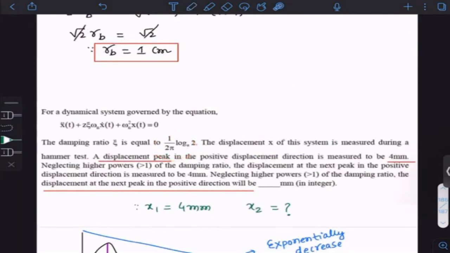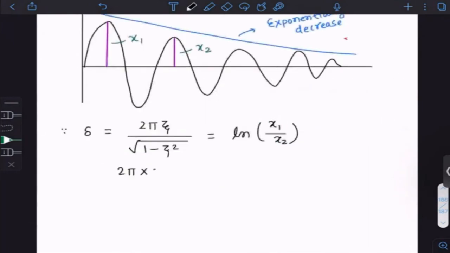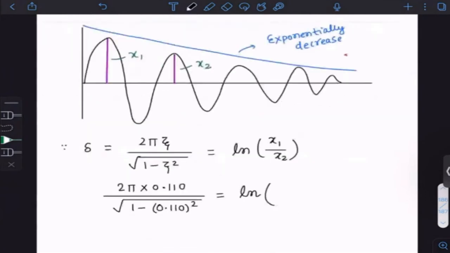Zeta is 1 by 2 pi ln 2. So what we are getting, ln 2 divided by 2 pi, is 0.110. So 0.110 upon root under 1 minus 0.110 square, equals ln x1 by x2, and x1 is 4, so ln 4 by x2.